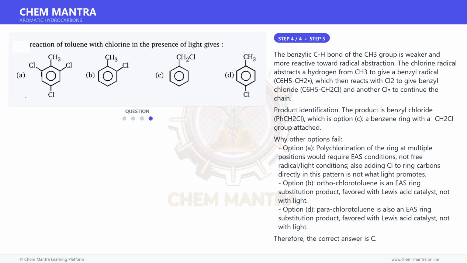Why other options fail? Option A, polychlorination of the ring at multiple positions, would require EAS conditions, not free radical light conditions. Also, adding Cl to ring carbons directly in this pattern is not what light promotes. Option B, ortho-chlorotoluene, is an EAS ring substitution product favored with Lewis acid catalyst, not with light. Option D, para-chlorotoluene, is also an EAS ring substitution product favored with Lewis acid catalyst, not with light.